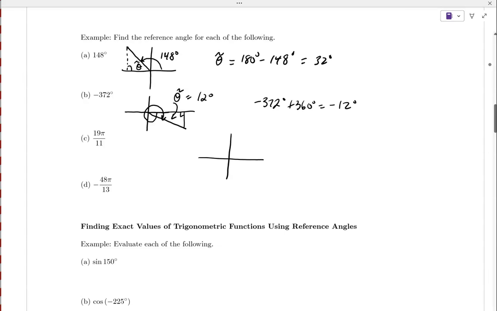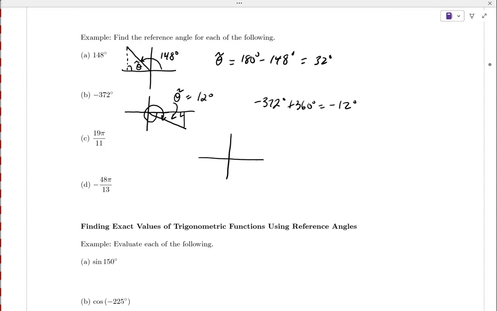I need 19 pi over 11. That's kind of a better fraction. We've got to figure out where 19 pi over 11 ends up if you rotate around. If I go all the way around, what is that? 2 pi, and how many 11ths would 2 pi be? 22, right? It'd be 22 pi over 11 if we went all the way around, so we're not all the way around quite yet. Halfway around is pi, which is 11 pi over 11, so it's somewhere in between.